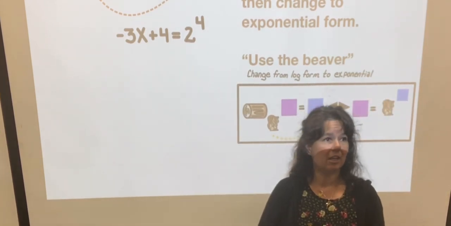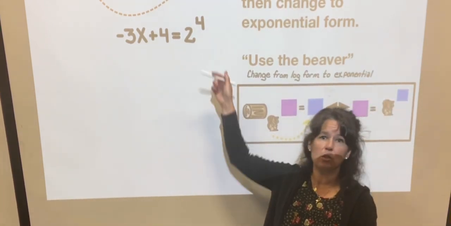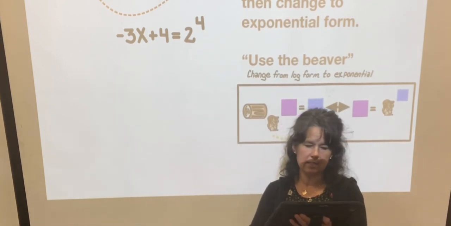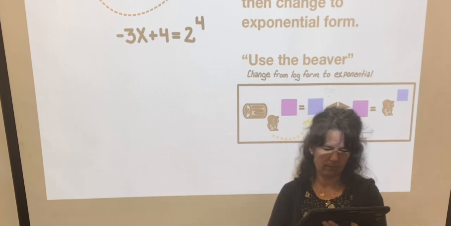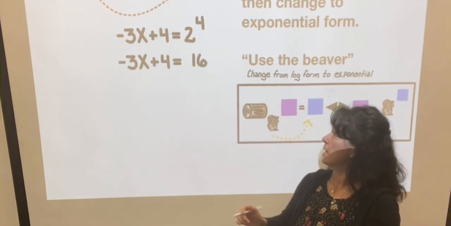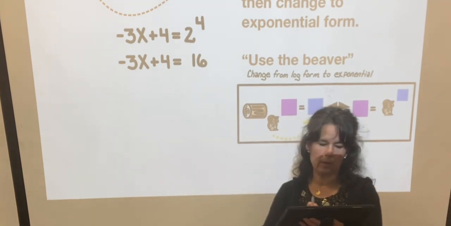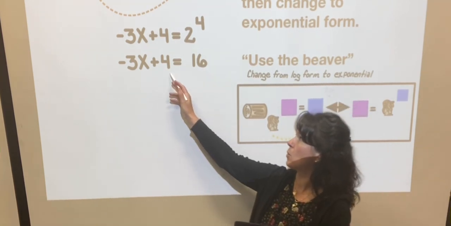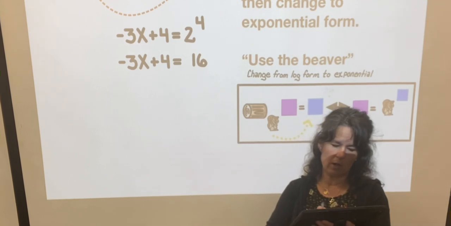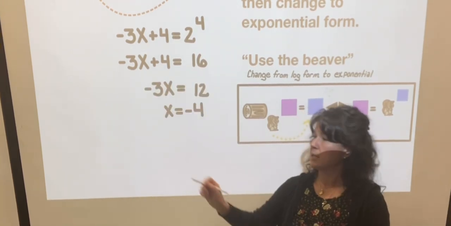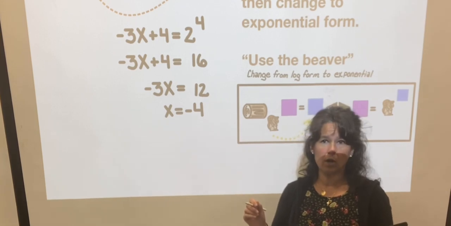Now I'm going to solve this algebraically. So let's evaluate 2 to the 4th. 2 times 2 is 4, times 2 is 8, times 2 is 16. And then finish undoing the order of operations. So I'm going to get rid of adding 4 by subtracting 4. So that'll make that 12. Then I'm going to divide by negative 3, and I get negative 4.